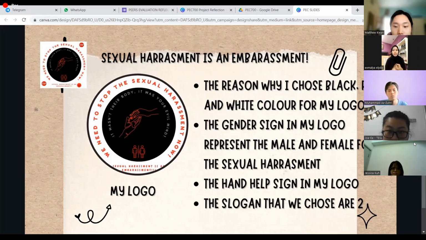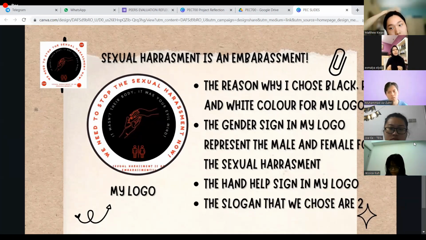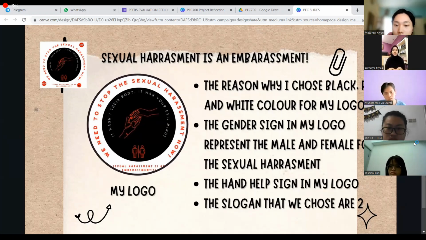Next, the gender sign in my logo represents male and female. A lot of people might think sexual harassment mostly happens to females, but as you know, it could also happen to males. So why did I put both the female and male signs in my logo? Because we want to give justice to both genders. We are fair to both genders, not just focusing on the female, but also on the male.